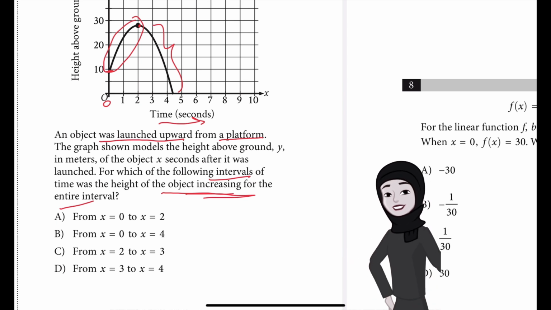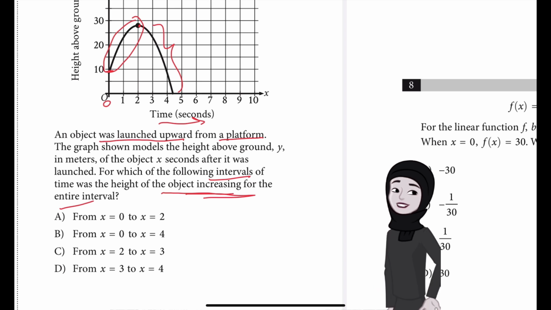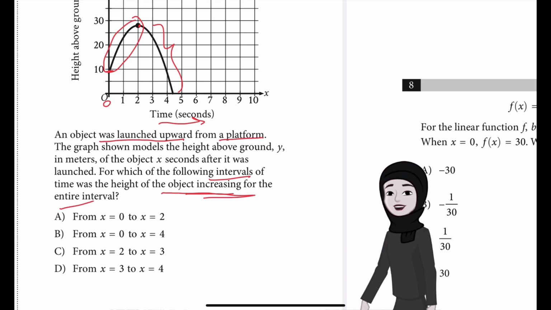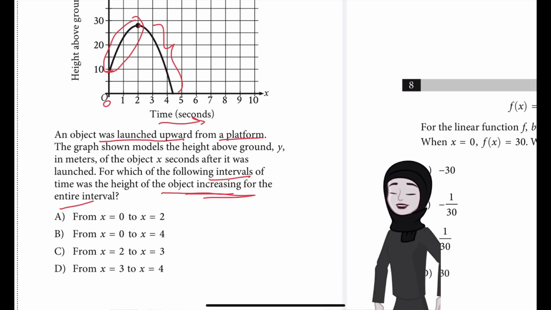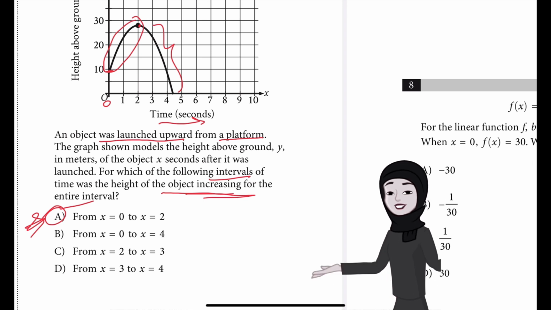A says from x is equal to 0 to x is equal to 2. B is from x is equal to 0 to x is equal to 4. C from x is equal to 2 to x is equal to 3. Or D from x is equal to 3 to x is equal to 4. Choice A, if you said that, well done, that is the correct answer.